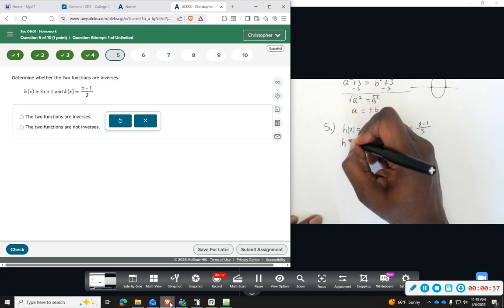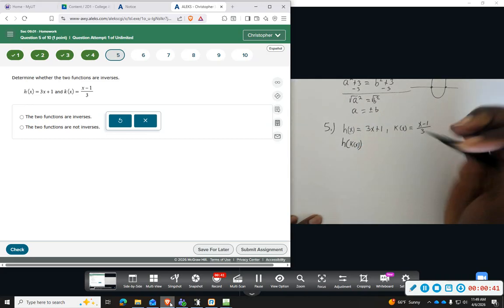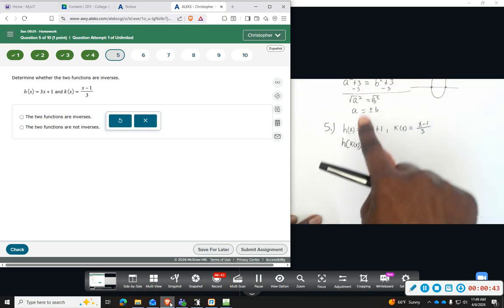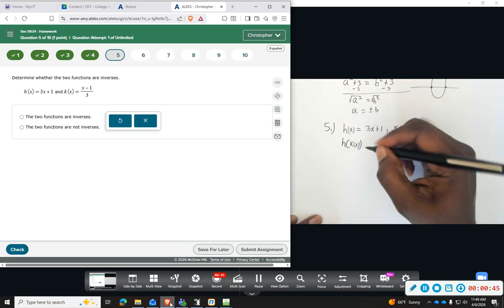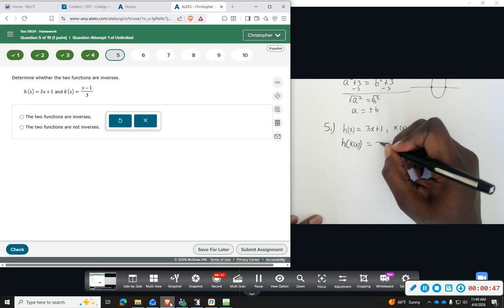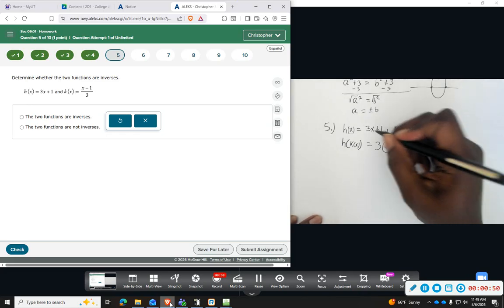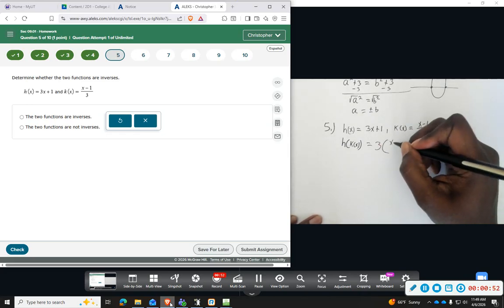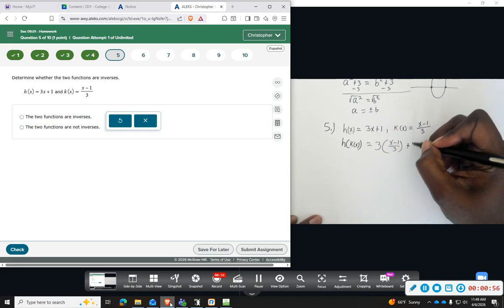We're going to do h of k of x. So that means I'm going to take this function, plug it in for x everywhere in this function. So that means we have a 3, and then in parentheses for x, we're going to have x minus 1 divided by 3. And then my plus 1.